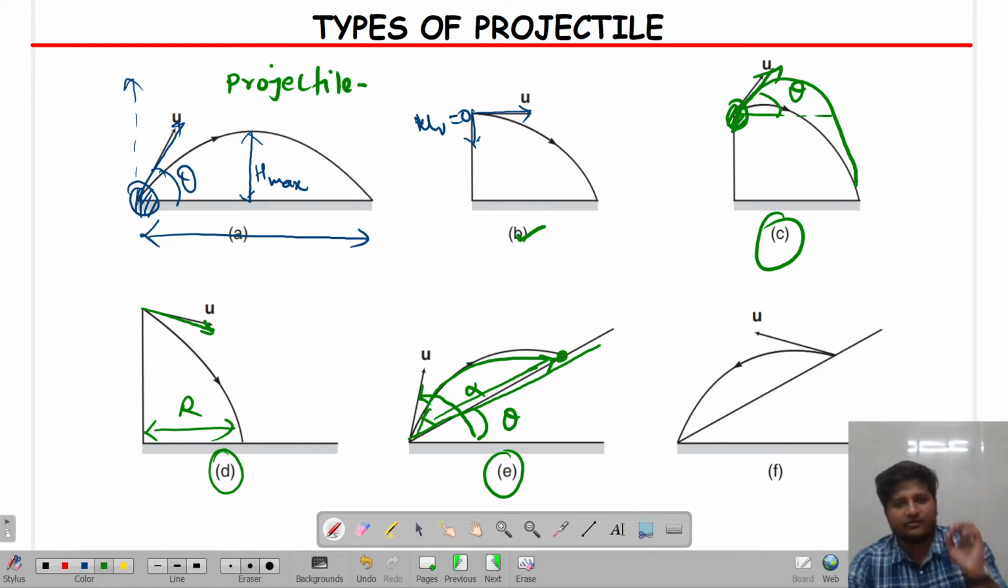We will write the equations of motion for all of these cases. But one thing you will have to do: you will have to write at least the time of flight, at least the time equations for all of these cases. Are you able to get me or not? So how many cases of projectile are we going to study? 6 cases of projectile we are going to study. Are you able to get me? Yes or no?